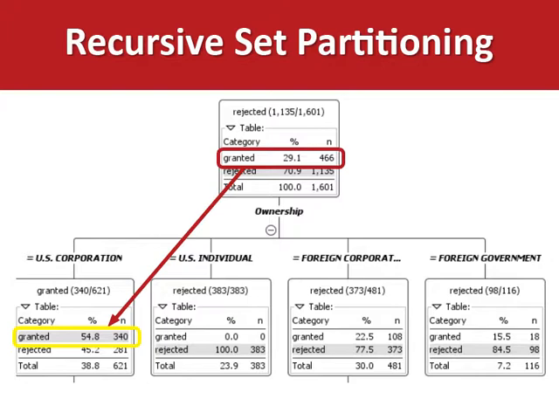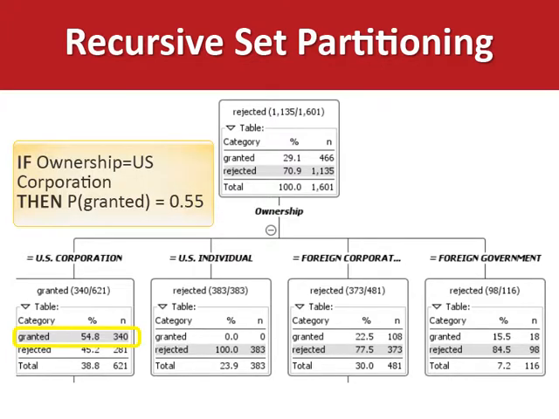There's 621 records that belong to U.S. corporations, and of those, 340 or 54.8% were successful. And so if it happens that ownership equals U.S. corporation, then our best estimate of successful patent is about 55%.